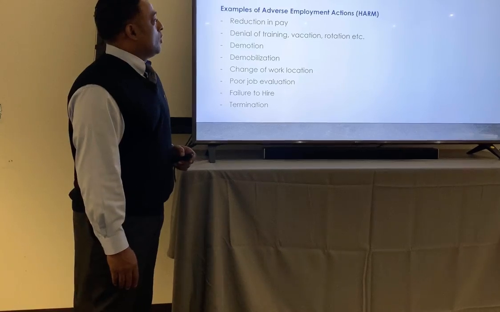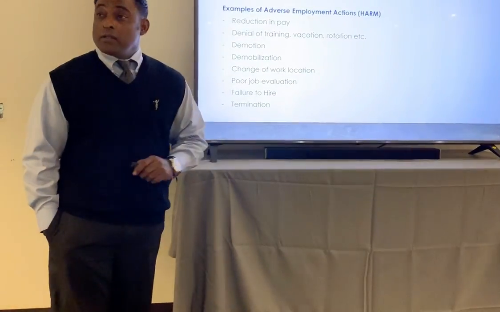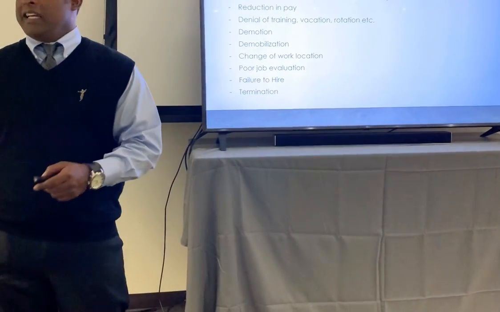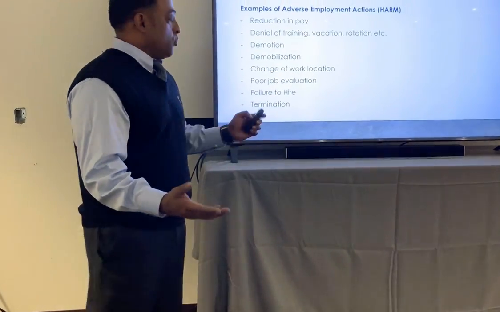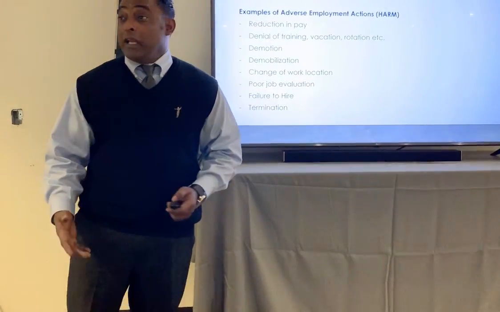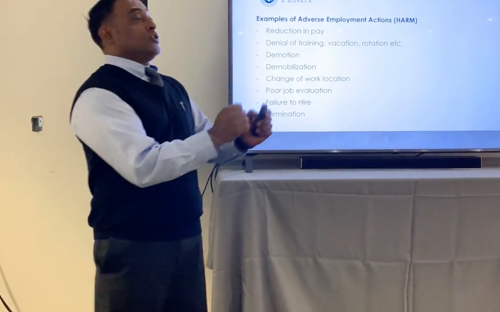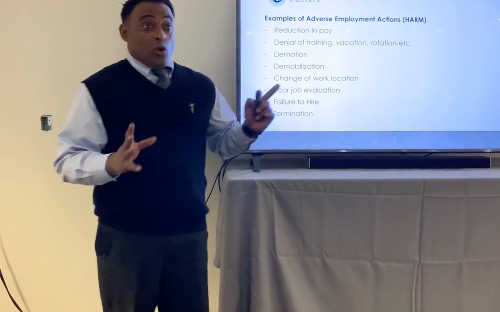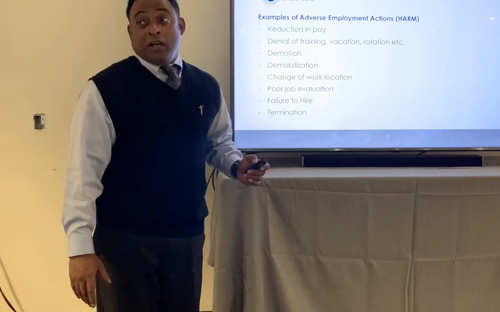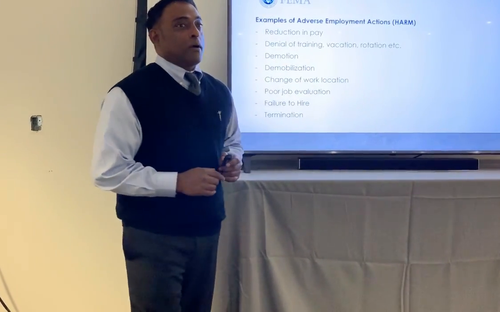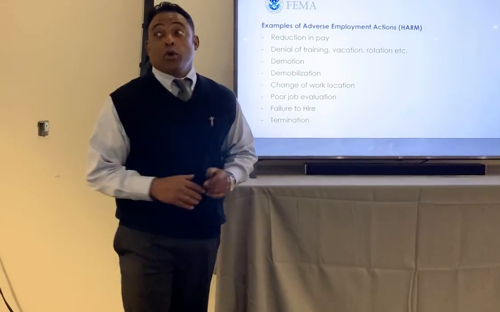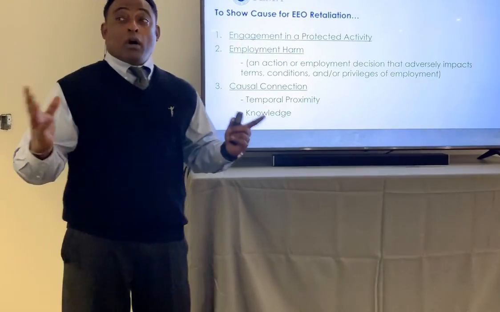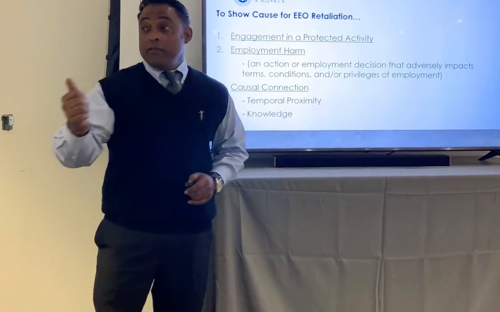Examples of adverse employment actions or harms could be a reduction in pay, denial of training, demotion, demobilization, change of your work location, poor job evaluation, failure to hire, or even termination. That means that because you engaged in an EEO protected activity, because you filed a complaint, your manager did one of these things to you to punish you for reporting discrimination or for your engagement in one of those protected activities, right?